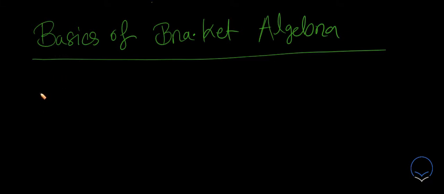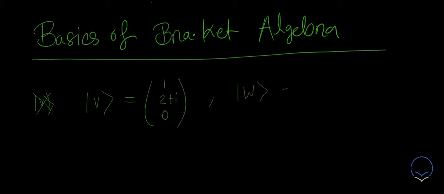So let's say I have a ket vector v written as 1, 2 plus i, and 0. And I have another ket vector w, which is 0, 1, i.